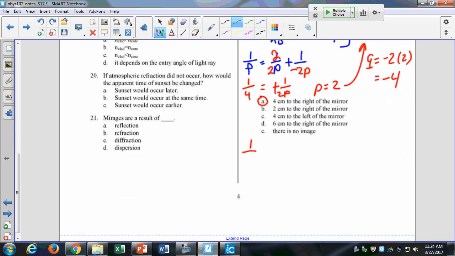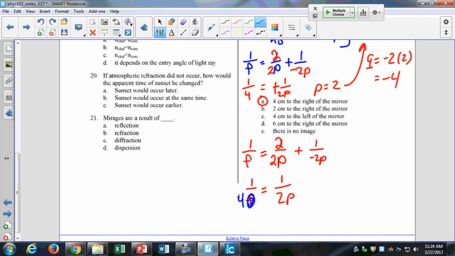So I have this equation, 1 over F equals 1 over P plus 1 over negative 2P. I need to find a common denominator, right? And the common denominator is 2P. So I have 2 over 2P minus 1 over 2P. So I have 1 over F is equal to 2 minus 1, 2 over 2P minus 1 over 2P is 1 over 2P. All right, and then I know that F is equal to 4.